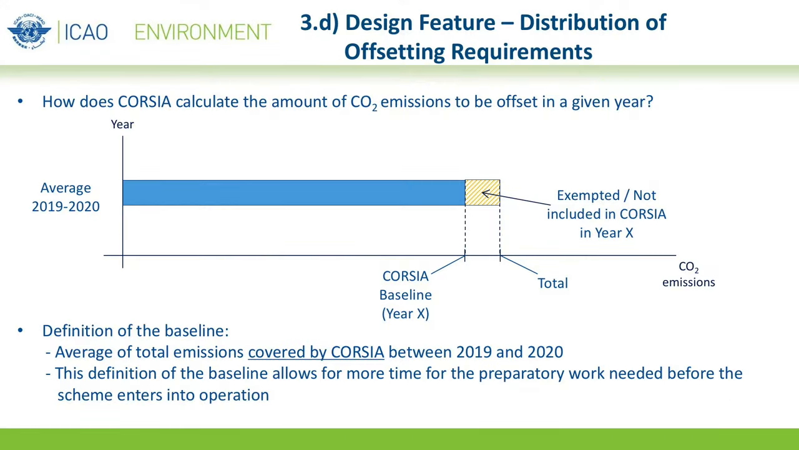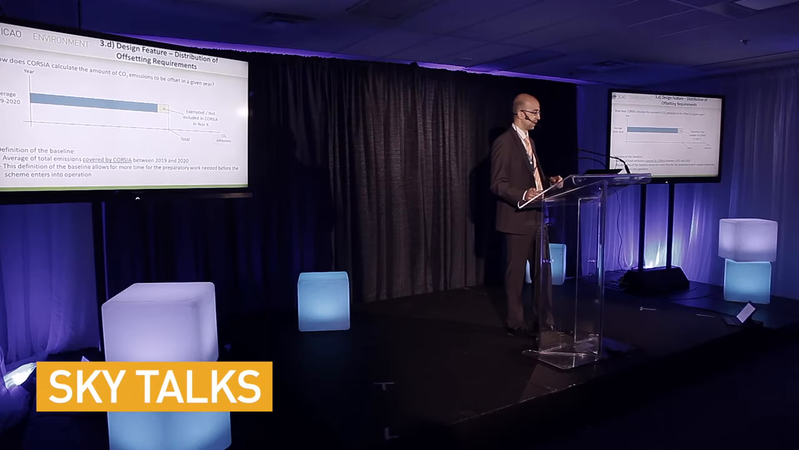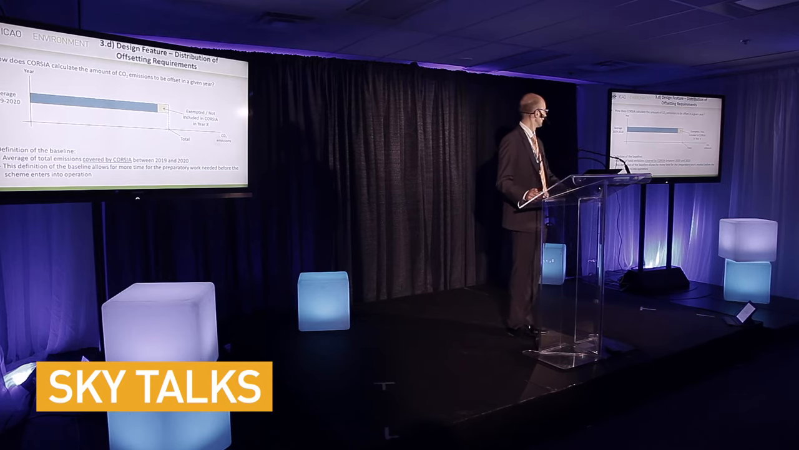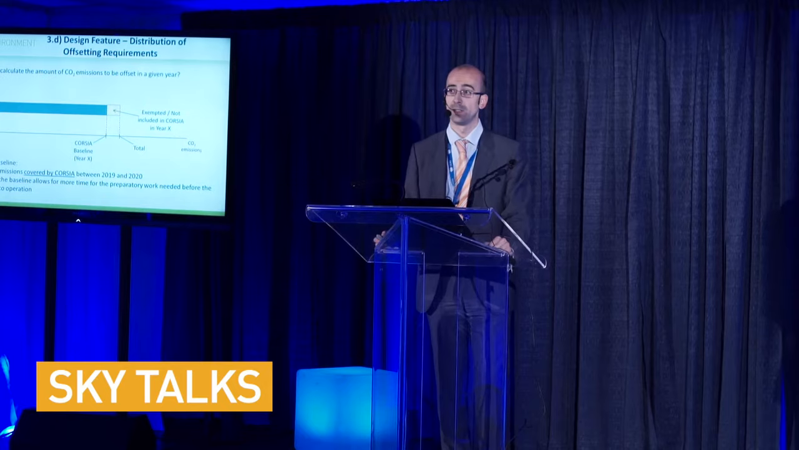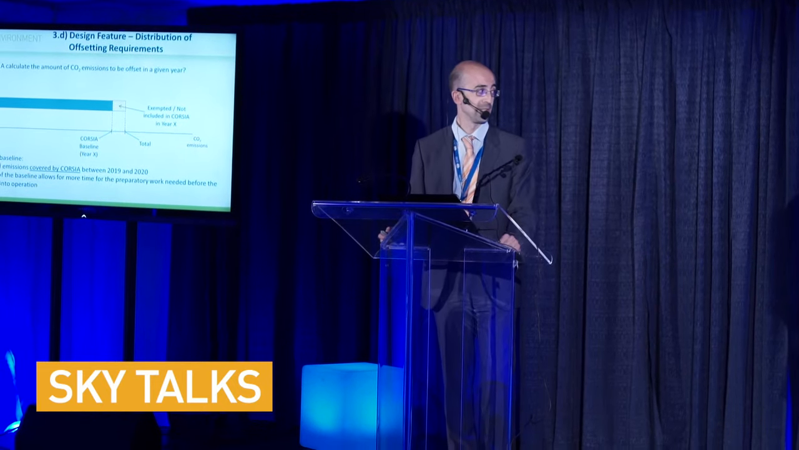The way CORSIA defines that baseline is making reference to emissions from international aviation as an average of the 2019 and 2020 values. The question is that, as we have said before, for a given year, not all states and not all routes are included in the scheme. So for the purpose of calculation of the baseline, we also have to take into account this coverage. Therefore, from the emissions in years 2019 and 2020, we have to deduct those emissions coming from states and routes not participating in the CORSIA. That will allow us to define the baseline for the calculation of the offsetting requirements in a given year.